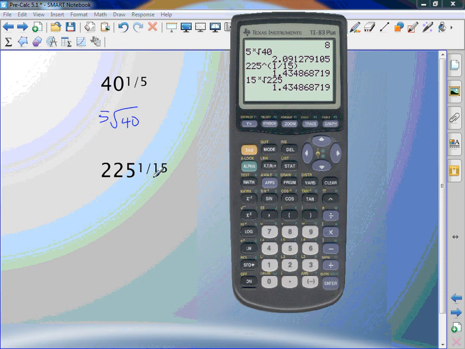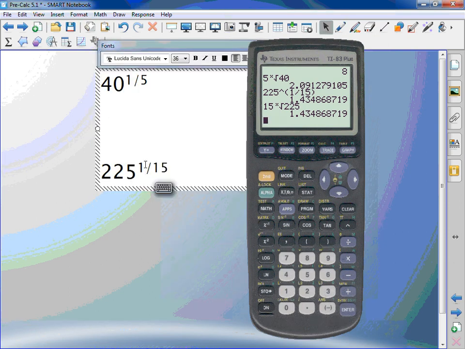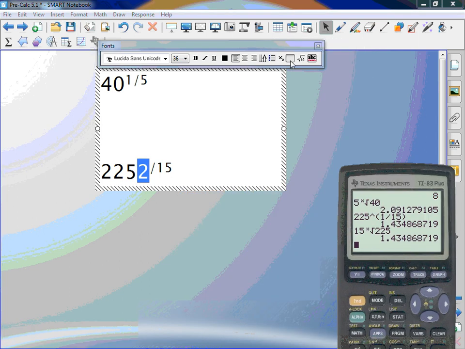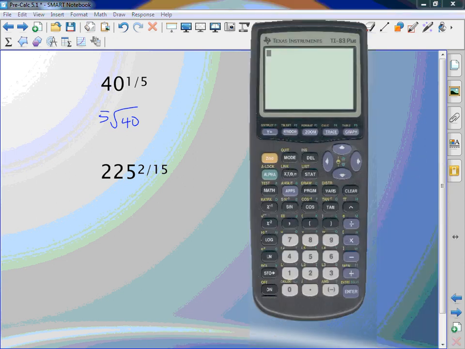I'm going to change this problem now. Actually, I don't want to make that 11. Try this one. Both ways. Both ways should give me the same answer. I mean, the first one should be easy. 225 to the 2/15.